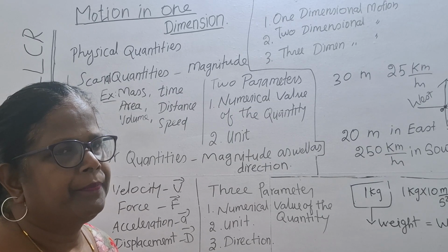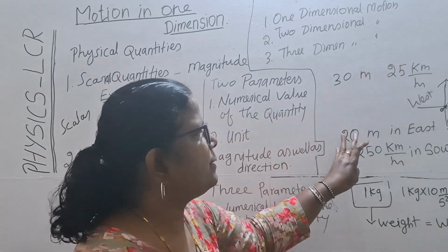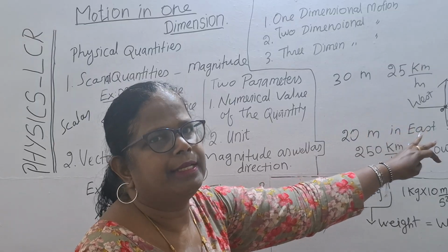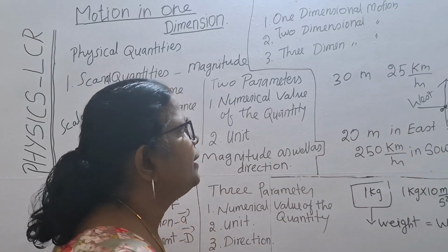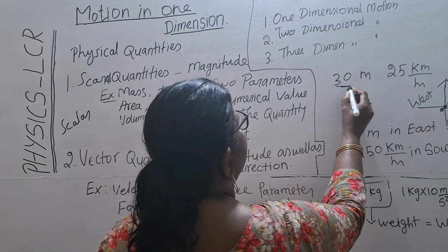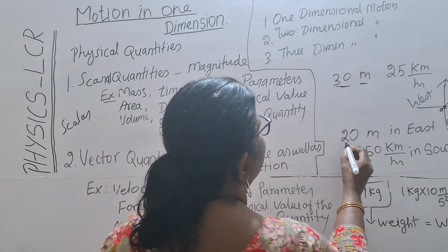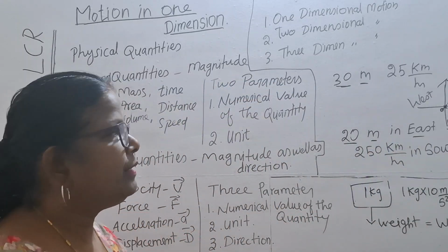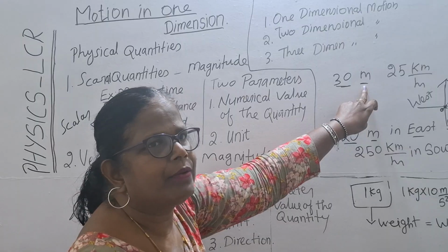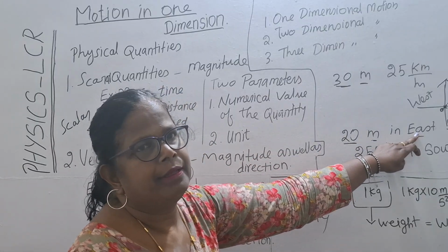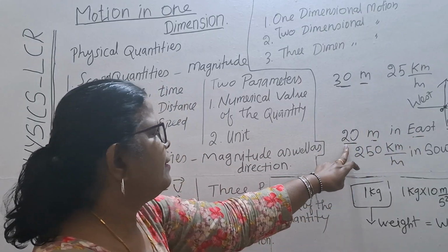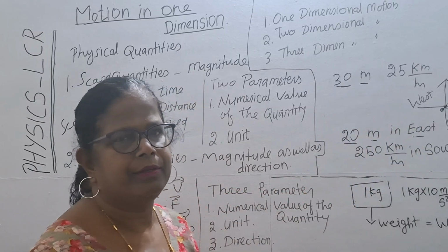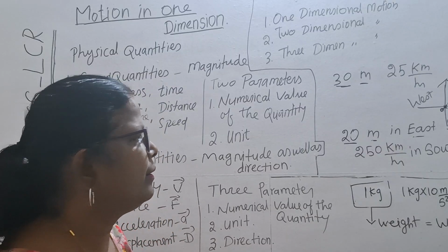Any problem? This is scalar quantity. This is vector quantity. Scalar: magnitude only. Vector: magnitude as well as the direction. This is the numerical value of the quantity and the unit. Here, just to see: numerical value of the quantity, unit, direction. Three things are there. A scalar quantity has 2 parameters: numerical value of the quantity and unit. A vector quantity has 3 parameters: numerical value of the quantity, unit, and the direction. So it is a vector quantity.